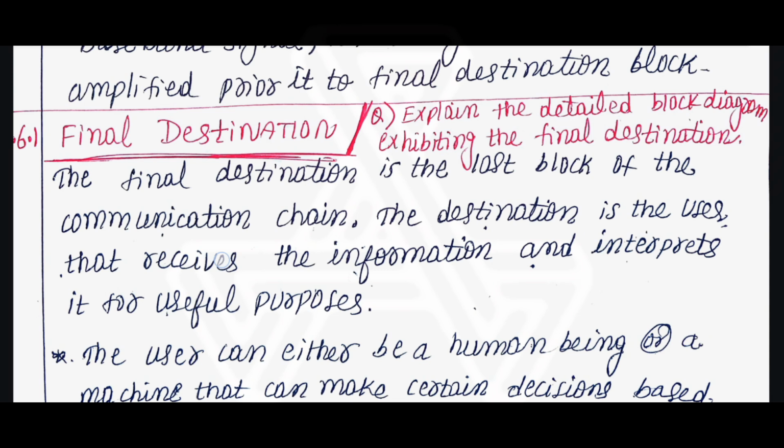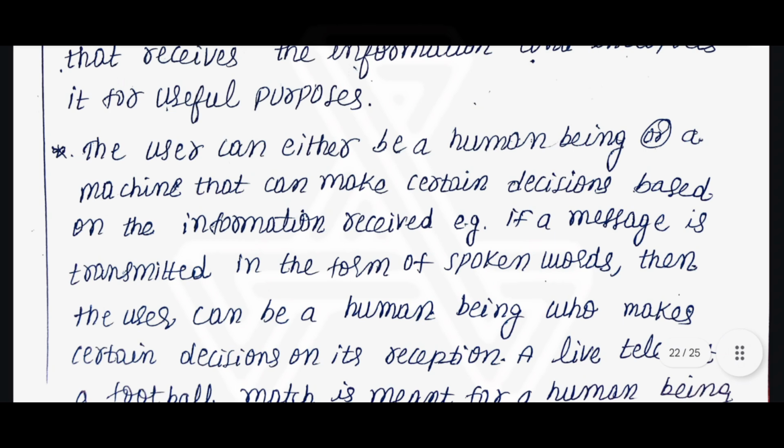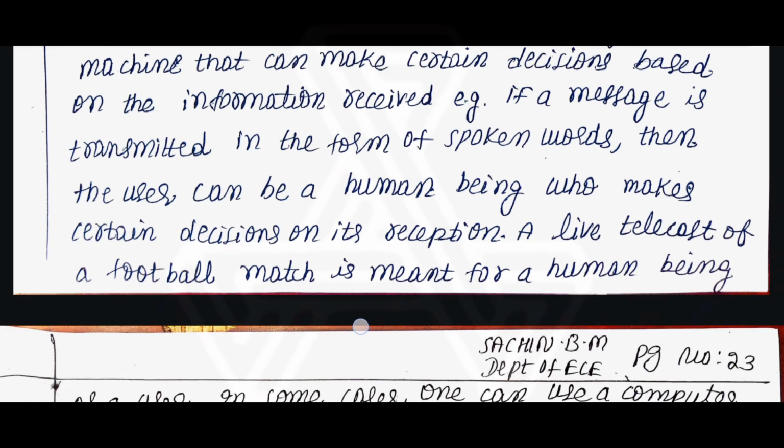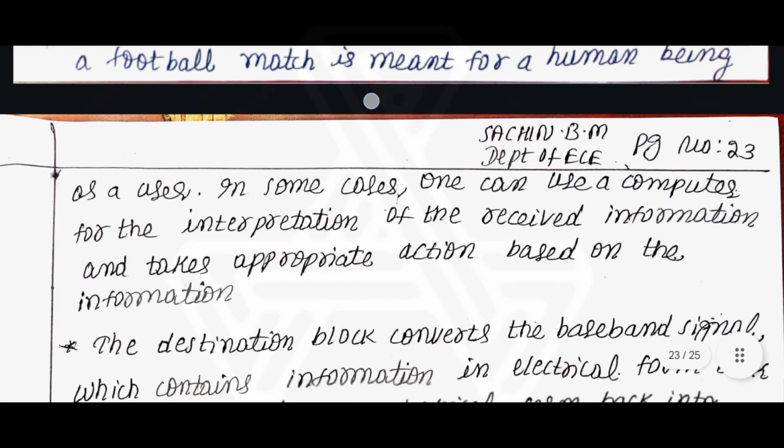Final destination is the last block of the communication chain. The destination is the user that receives the information and interprets it for useful purposes. The user can either be a human being or a machine that can make certain decisions based on the information received. Example: if a message is transmitted in the form of spoken words, then the user can be a human being who makes certain decisions on its reception. A live telecast of a football match is meant for a human being as a user.